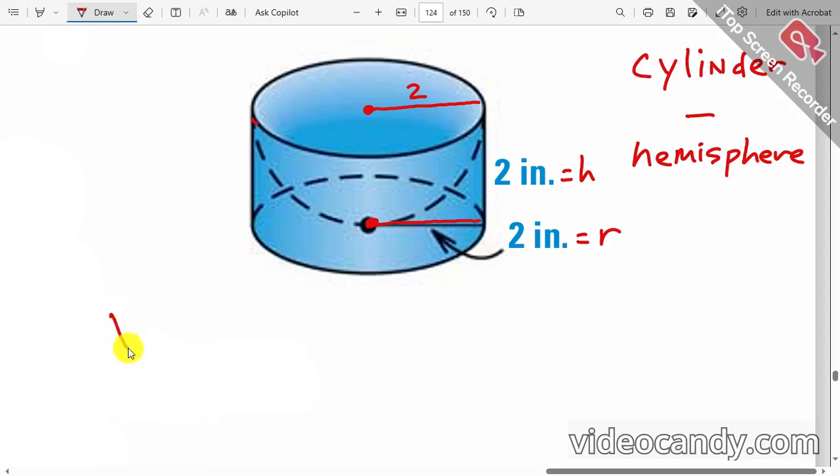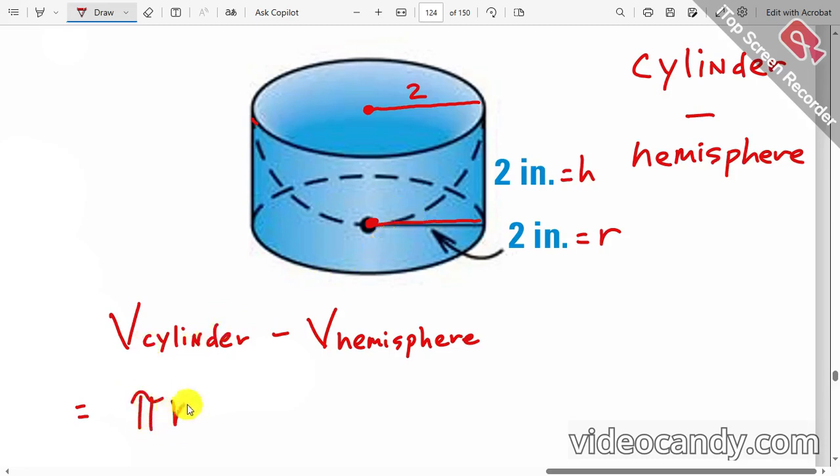So what we're going to do is the volume of a cylinder minus the volume of a hemisphere. We know that the volume of a cylinder is pi r squared times h. Remember, for a prism or cylinder, the volume is basically base times height. But the base of a cylinder is a circle. So that B would just be pi r squared times the height h. So that's easy. That's for the cylinder.